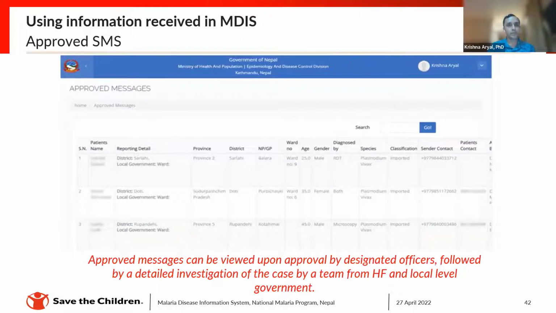Approved messages can also be viewed by designated officers, followed by a detailed investigation of the case by a team from the health facility and local level government. Next slide, please.